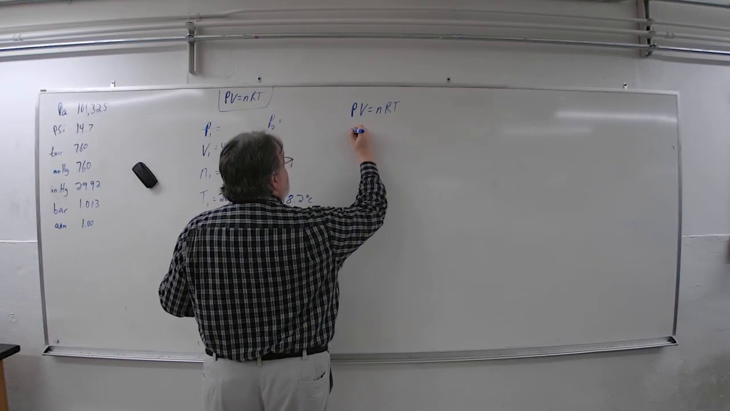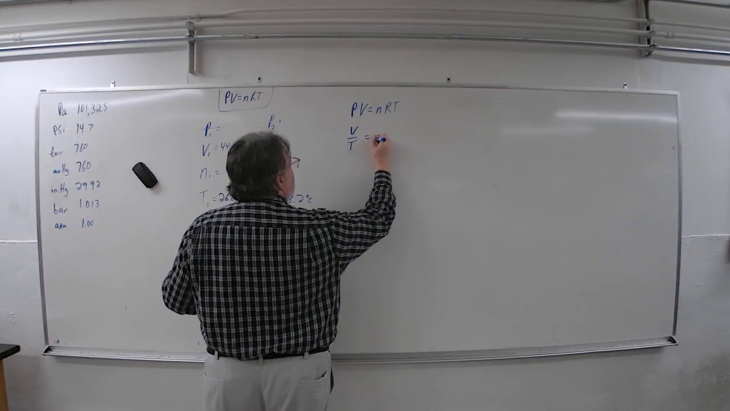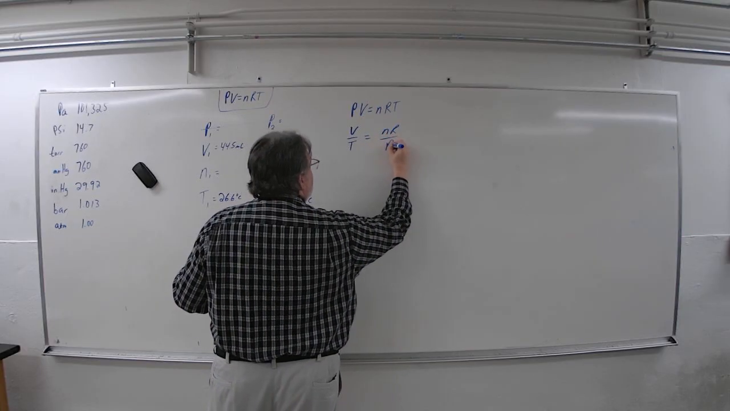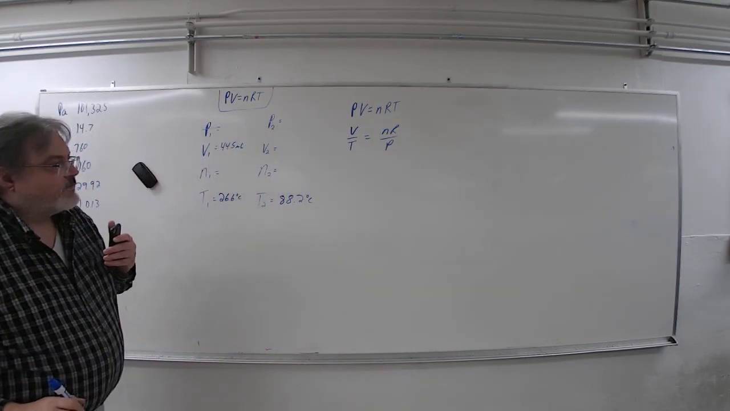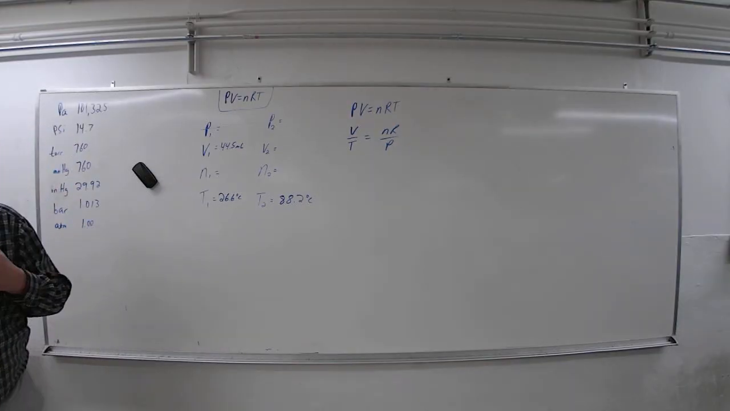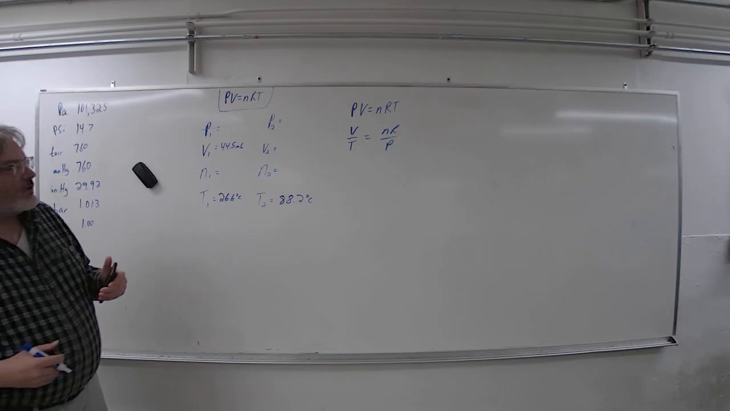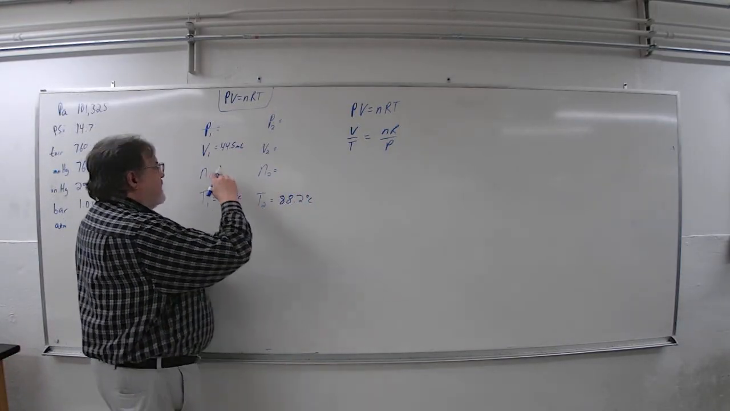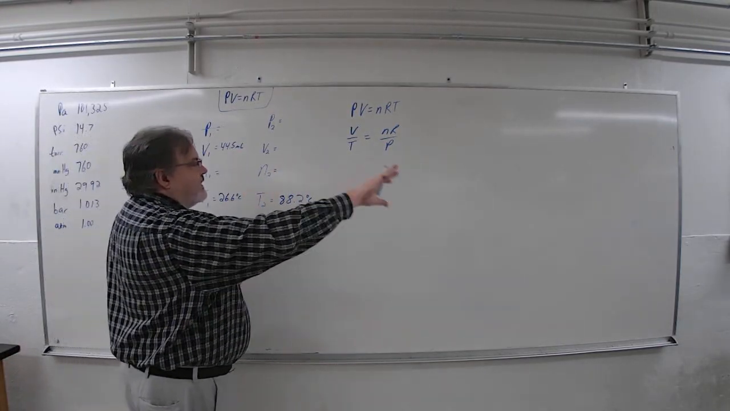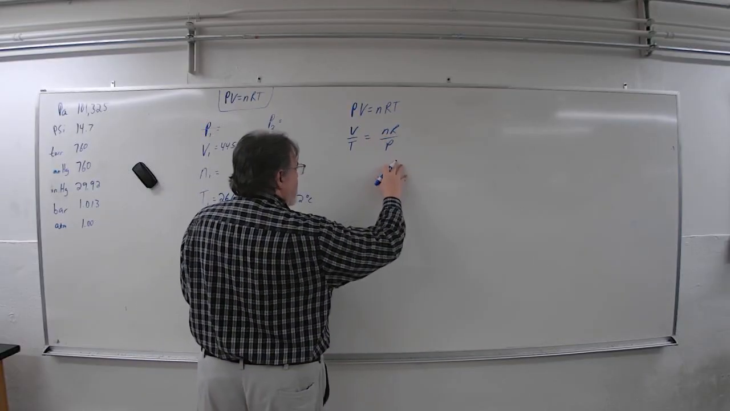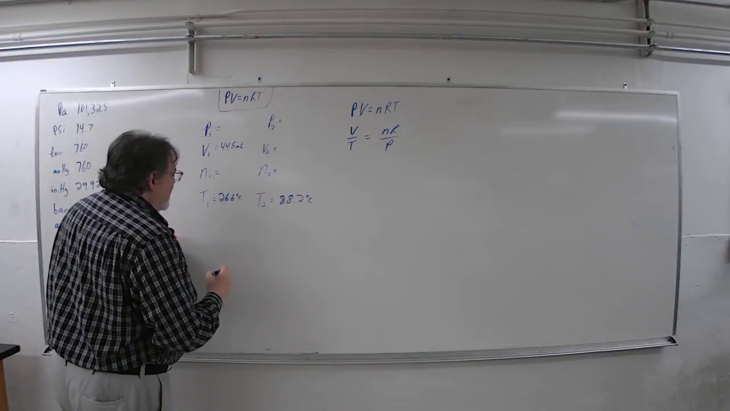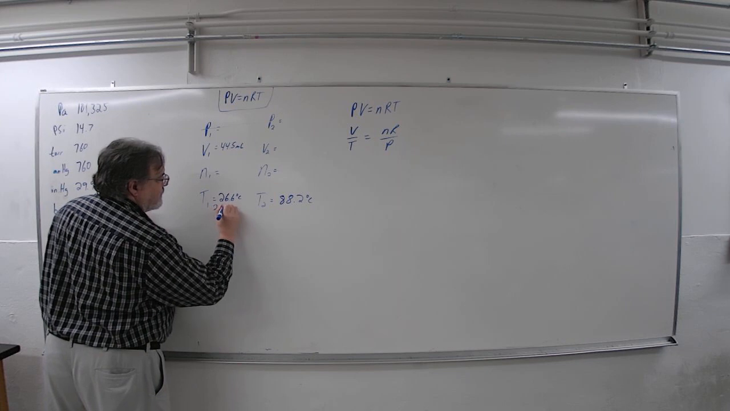If I divide both sides by P and divide both sides by T, I get V over T equals NR over P. So two steps of algebra you can get there. Did the algebra lose anybody? You just manipulate that equation so you have V and T on the left, and NR over P on the right.